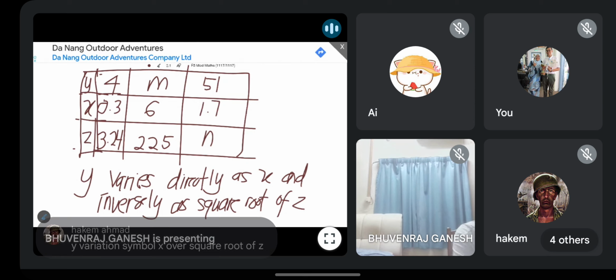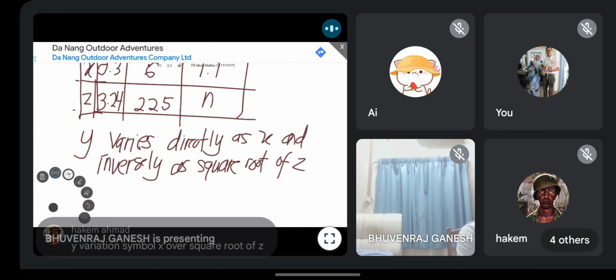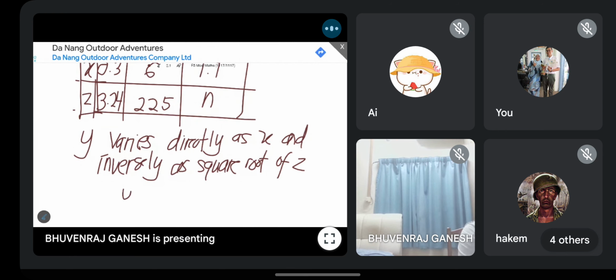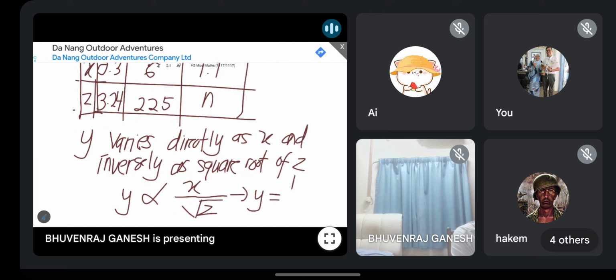So anyone? Can you all type out the variation for this statement? Yes, correct. Y varies directly as x, inversely as square root z. You can directly write it like this for your answer. So this is the first part. So the equation, same thing, add the constant, k.